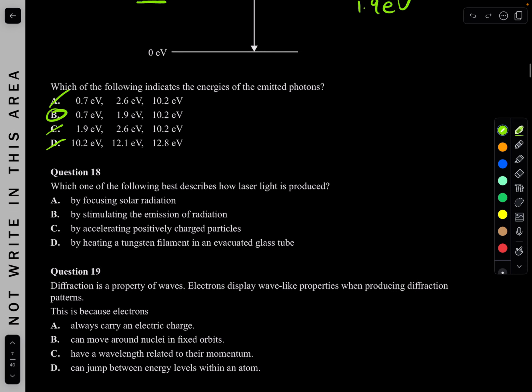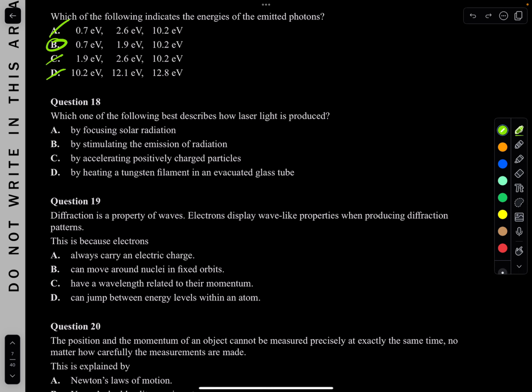Done. Question 18. Which of the following best describes how laser light is produced? Actually, this is in my summary sheet. Make sure to have all these in your summary. So in my summary sheet, I've put these in a beautiful section over here. All right, here it is. The cause of light for a laser is electron transitions in atoms in a gas due to stimulated emission.